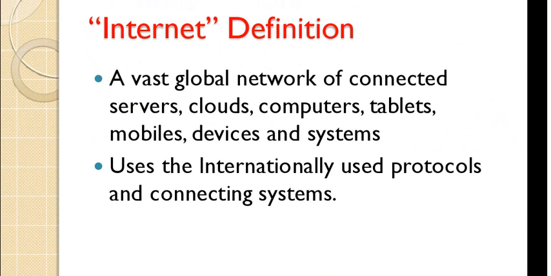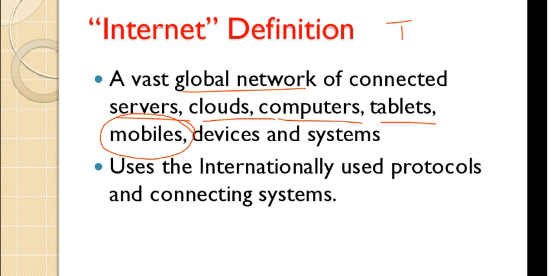A vast global network of connected servers, clouds, computers, tablets, mobiles, devices and systems. This is a global network because these things are very essential for us to afterwards correlate the different parameters related to Internet of Things. I will come back to what exactly is the cloud later again. Computers, tablets, I have already told you the significance of the mobile phones, right? Devices and systems. And basically this internet uses the internationally used protocol and connecting system, right? I have already made a mention about one of such protocols, that is TCP/IP, the Transmission Control Protocol or the Internet Protocol, right? So this is one definition what you can have as long as the internet is concerned.